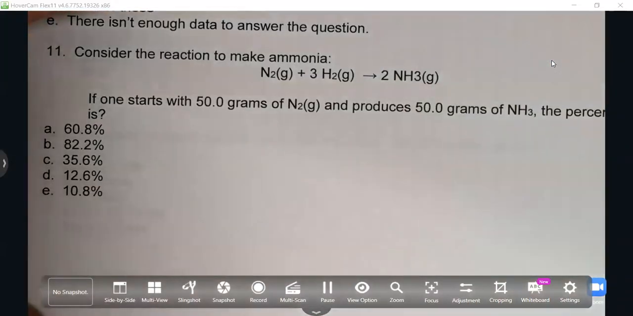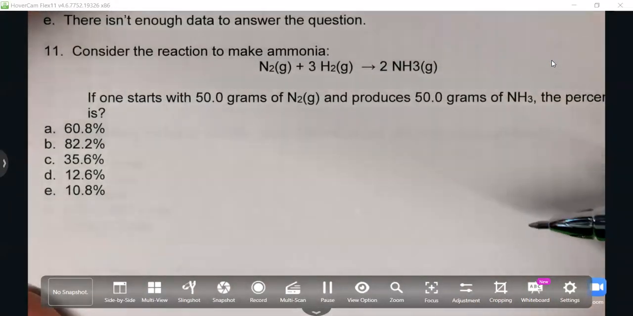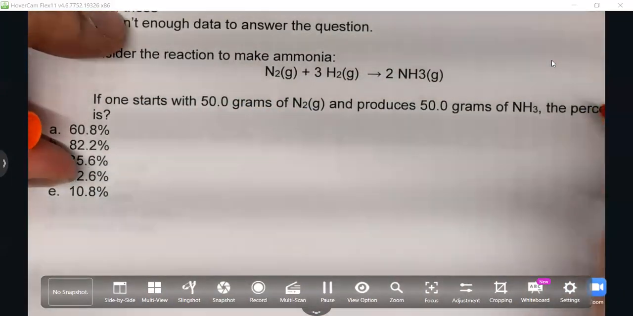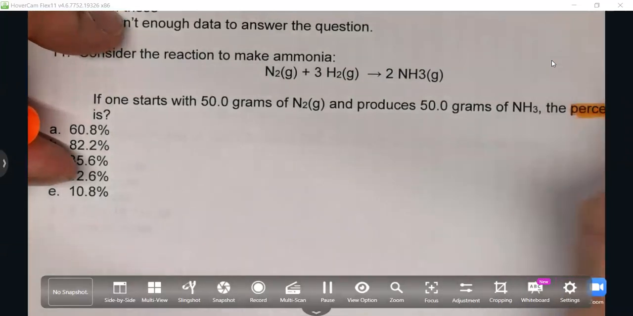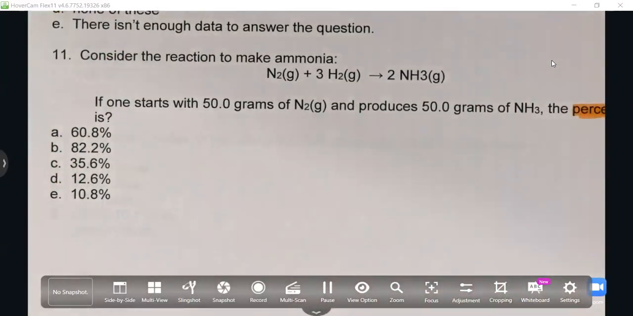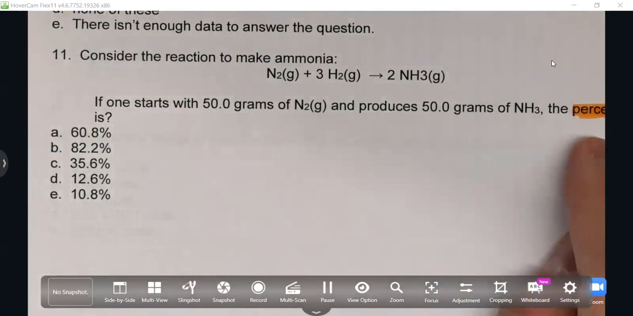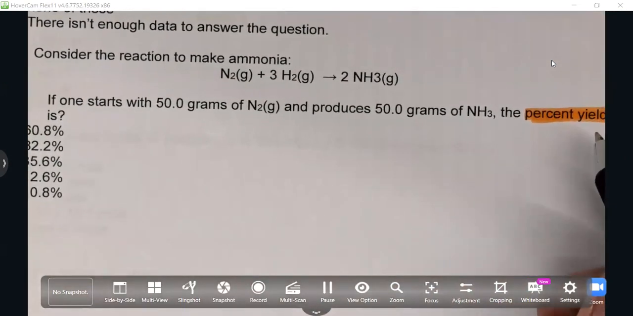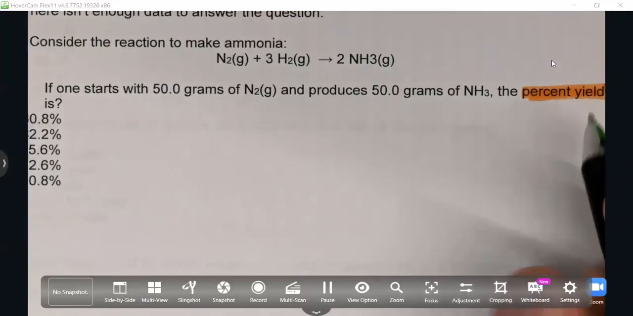So for 11, this is exactly what we worked at. Oh, I'm sorry. We have not done percent yield yet. This is a percent yield problem. We can start this out though. Let's start this out. So we won't get the final answer, but we're going to be close.